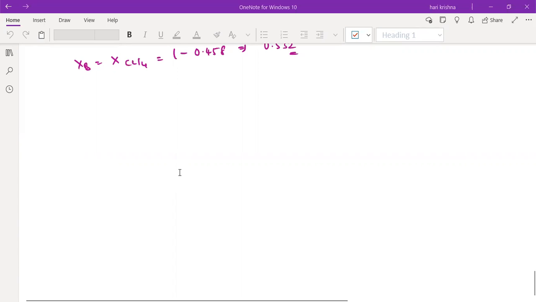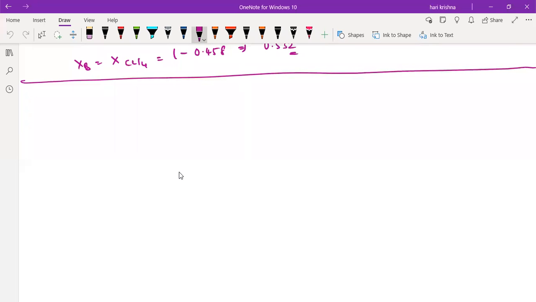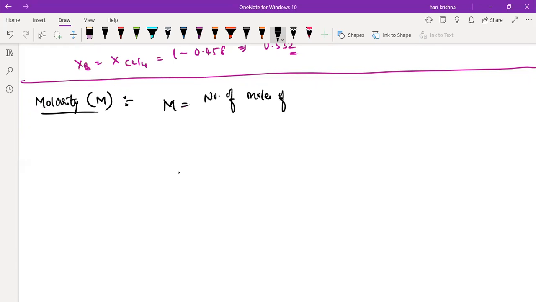So in the last class, we covered the topic mole fraction. Today we'll start directly with the molarity formula. What is the molarity formula? It is indicated with the capital M symbol. So molarity is equal to number of moles of solute by volume of solution. That is the molarity formula.